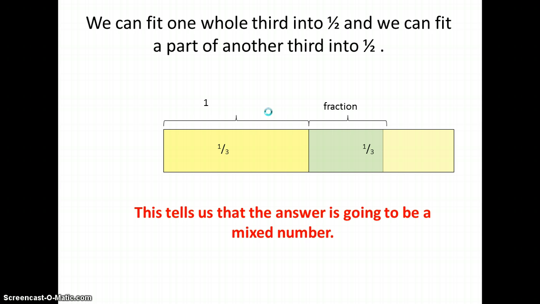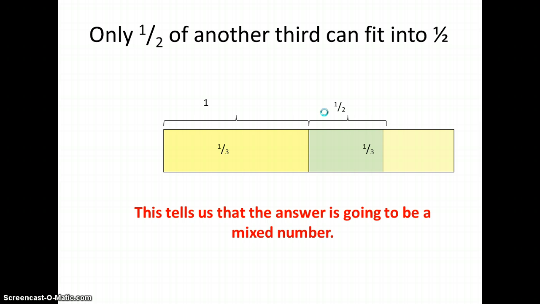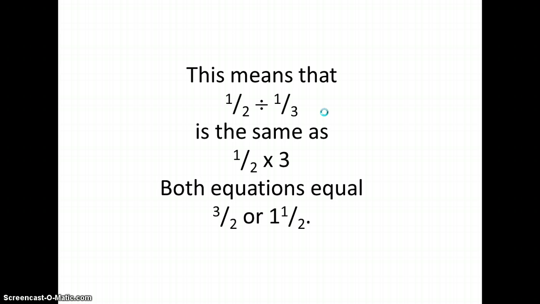So what this tells us is that our answer is going to be a mixed number, because 1/3 can fit in one full time and then a fraction of a second time. How much? A half. Only a half of another third can fit into 1/2. So this tells us that 1/2 divided by 1/3 is the same as 1/2 times 3. Both equations equal 3 halves, or if I turn it into a mixed number, 1 and 1/2.